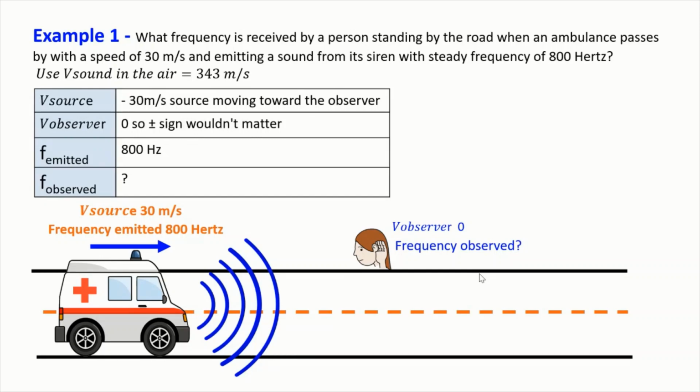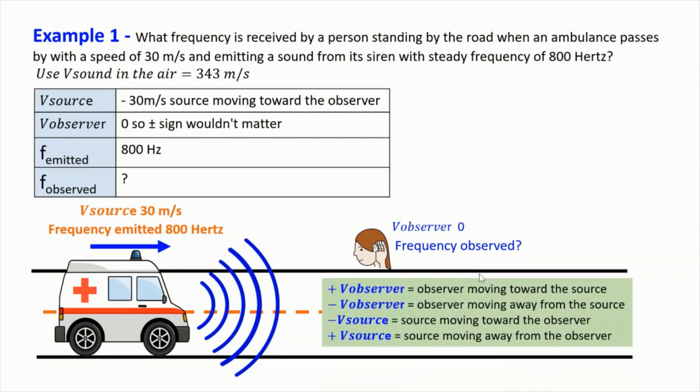The speed of source is negative because the source is moving toward the observer. Let's bring the table here so we can see better. The speed of the observer is 0, so we don't have to worry about positive or negative. The frequency emitted is 800 Hz and it's asking to calculate the frequency observed. So use the Doppler Effect Formula, and let's do our substitution.